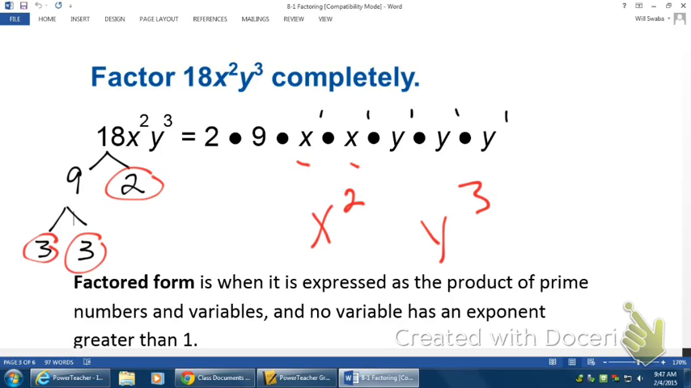Now, make sure when you factor it out completely, I'll read over this paragraph. Factored form is when it is expressed as a product of prime numbers and variables, and no variable has an exponent greater than 1. So, prime numbers. Does everybody know what that is?